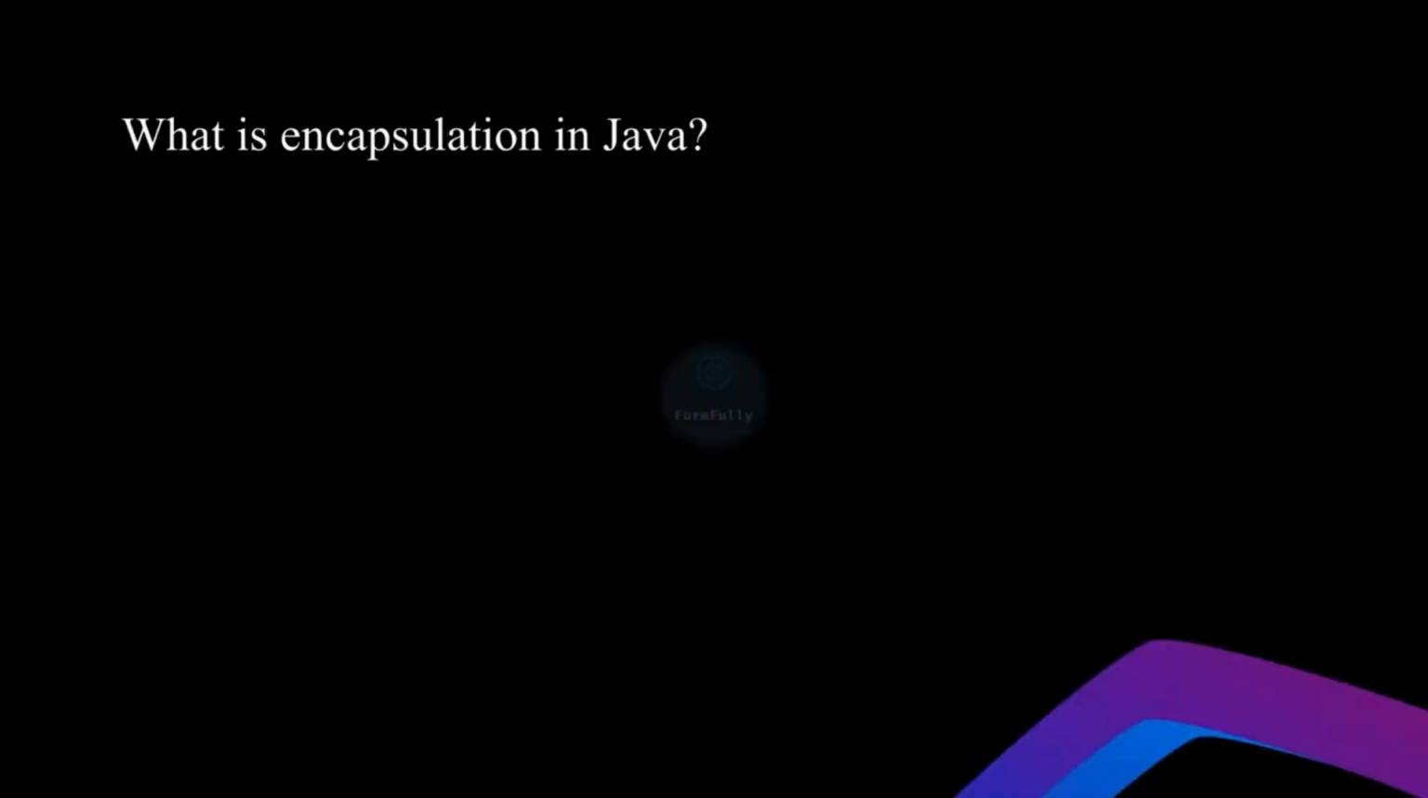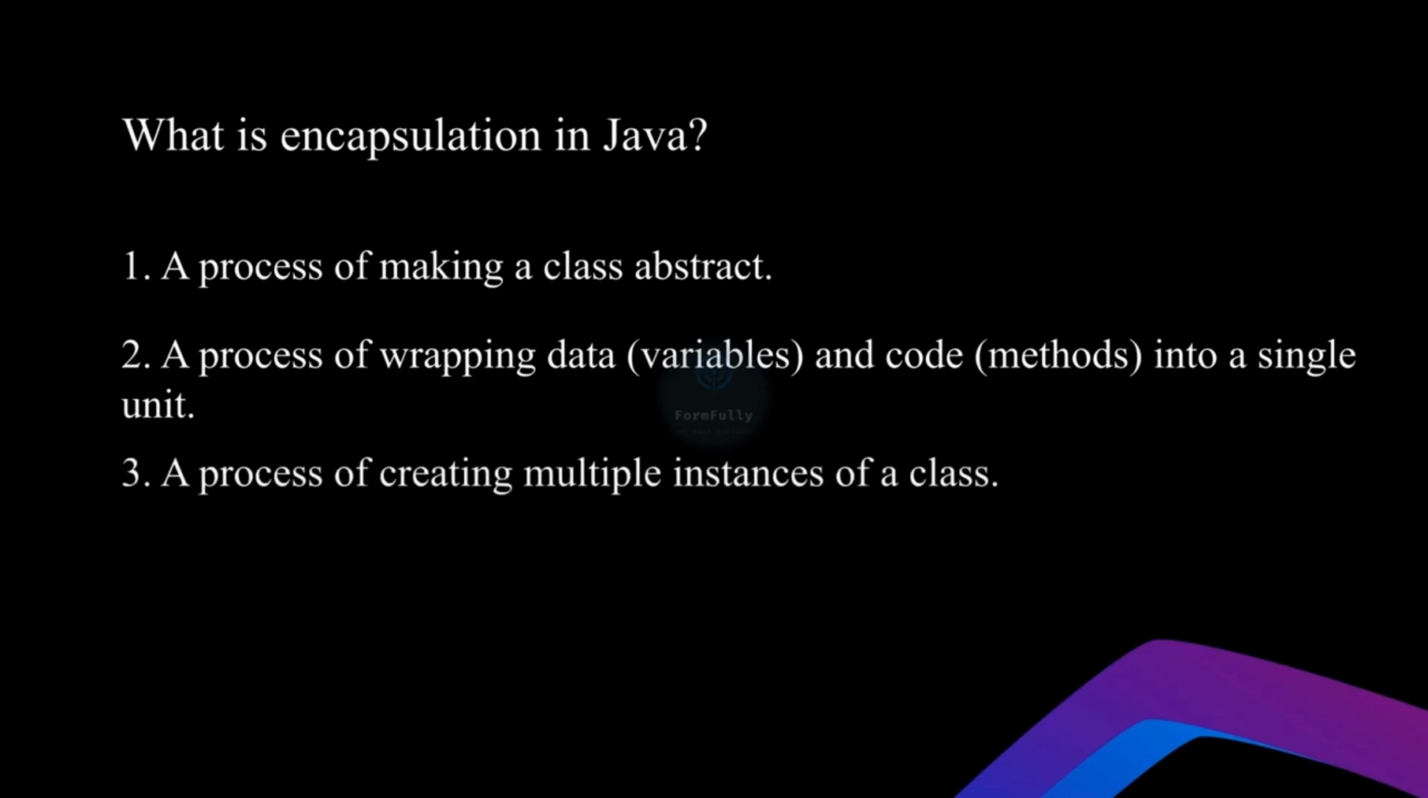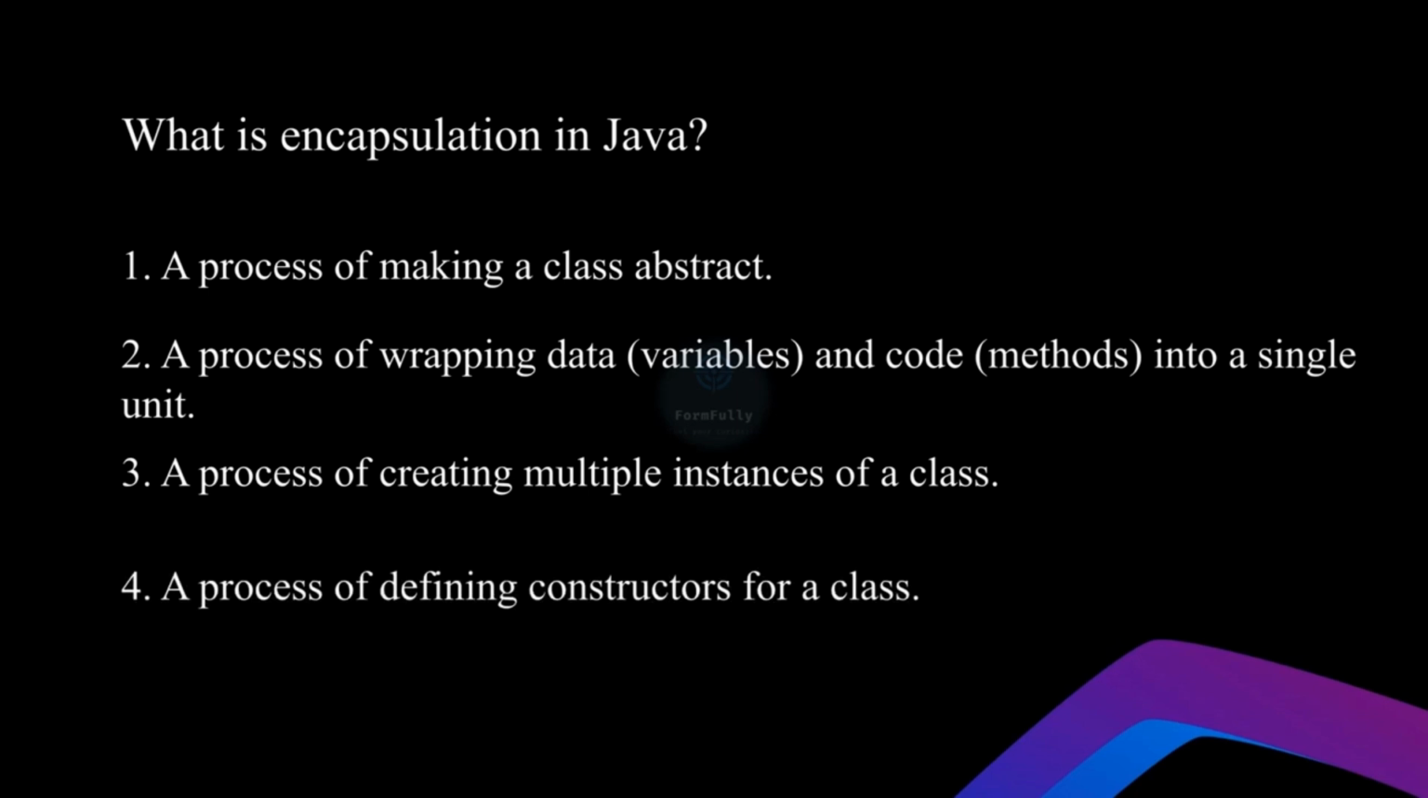What is encapsulation in Java? A process of making a class abstract, a process of wrapping data, that is variables and methods, into a single unit, a process of creating multiple instances of a class, a process of defining constructors for a class.